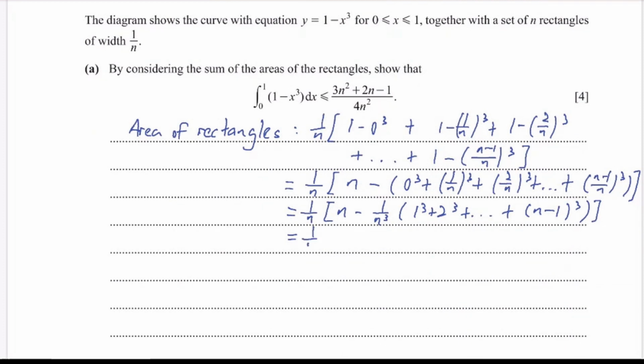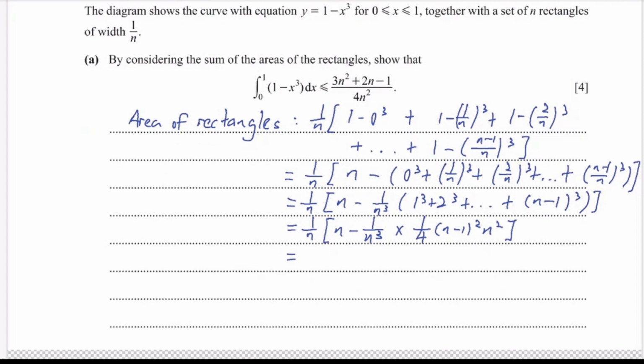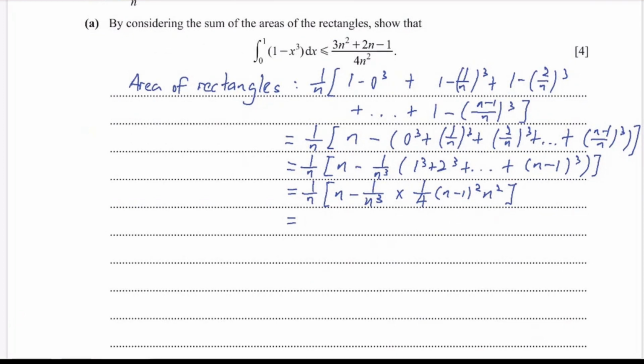Now you can simplify by applying the formula. This is a sum of cubes, and the formula is 1 over 4 of n minus 1 squared times n squared, since the terms go only until n minus 1. So here we can start to tidy up a little bit: this is 1 over 4n of n minus 1 squared.